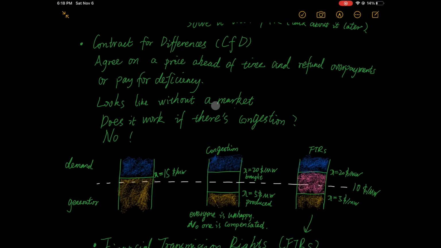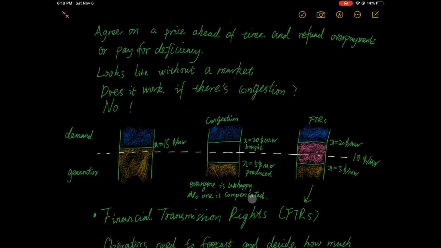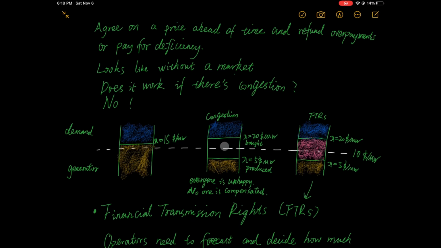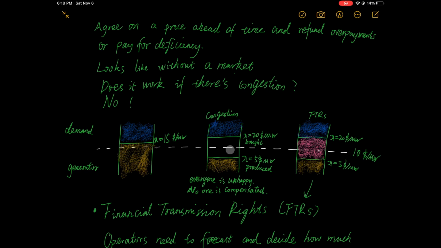But this doesn't work if there's congestion. Let's say they agreed on 10, but the next day generators get paid at 5 and the demand pays at 20. No one is compensating and no one is compensated. Everyone is unhappy. Where does this gap go? It goes to the operator.